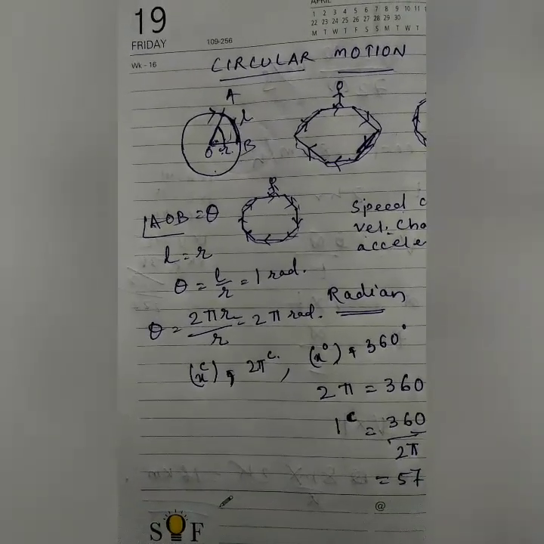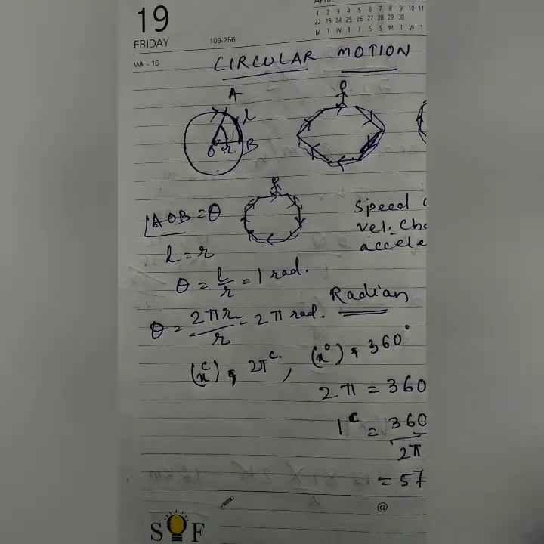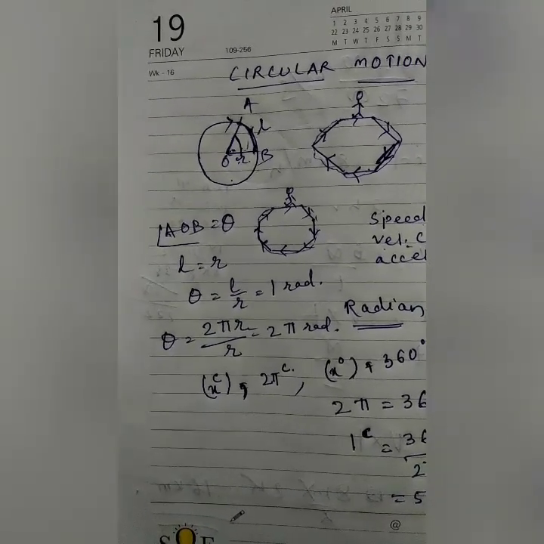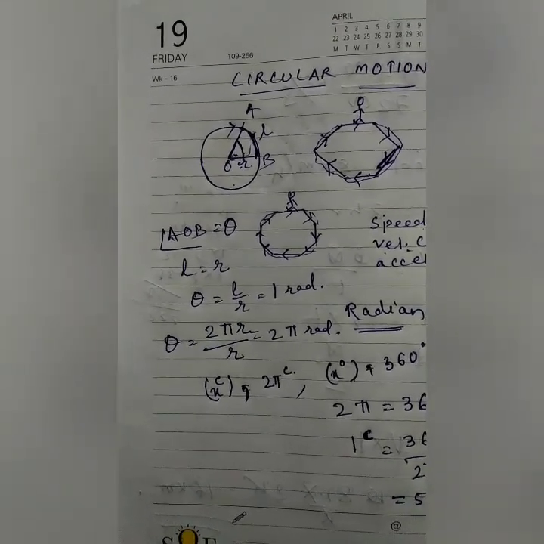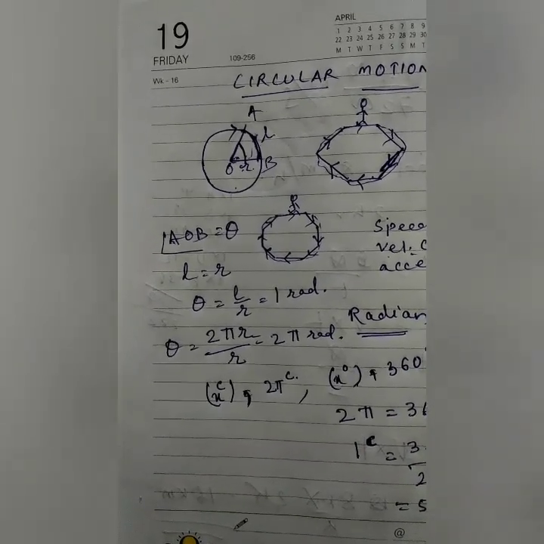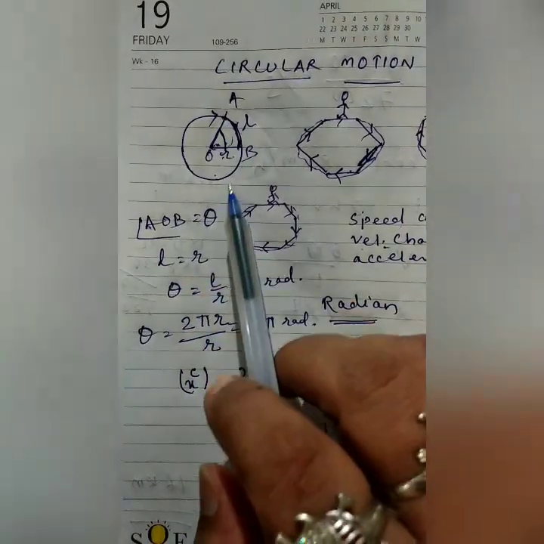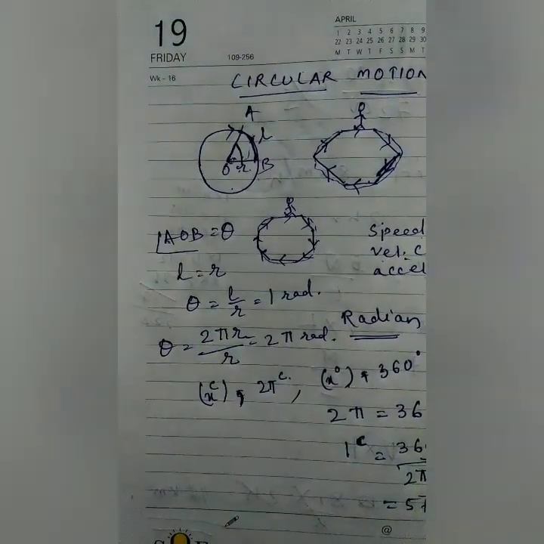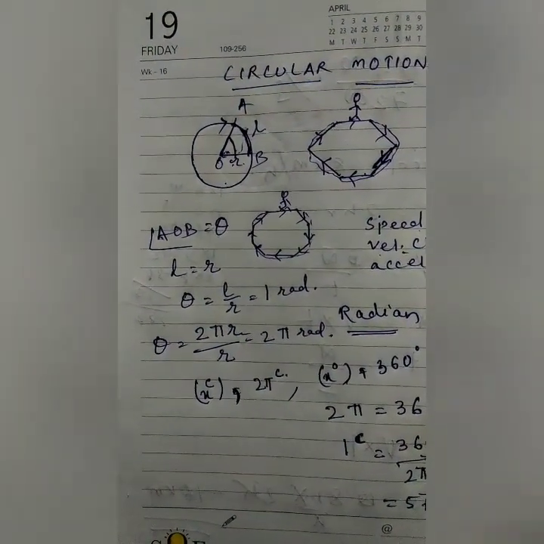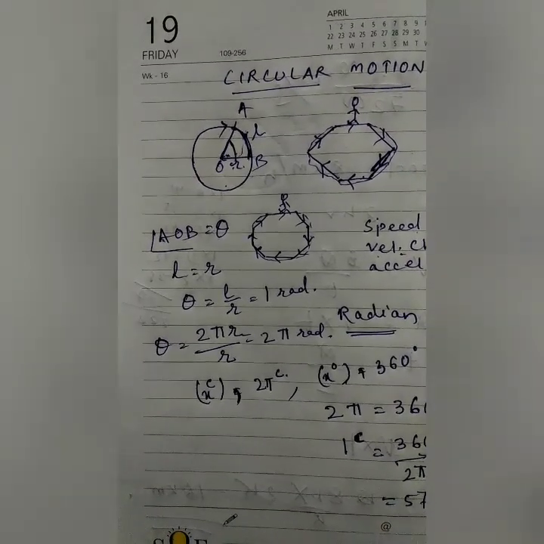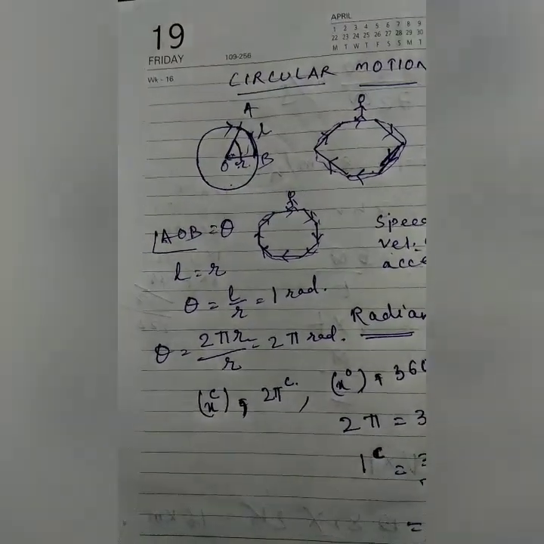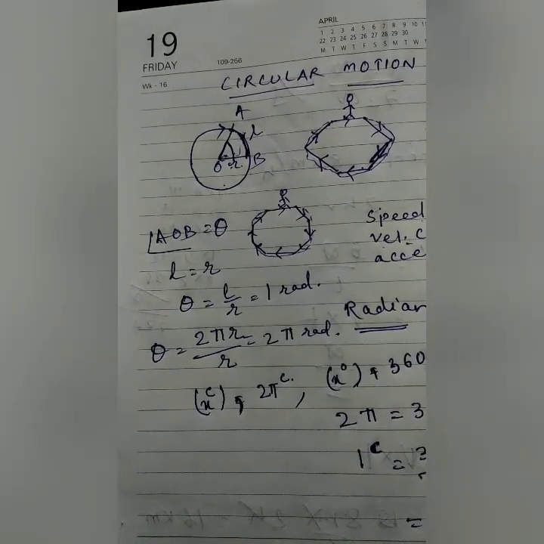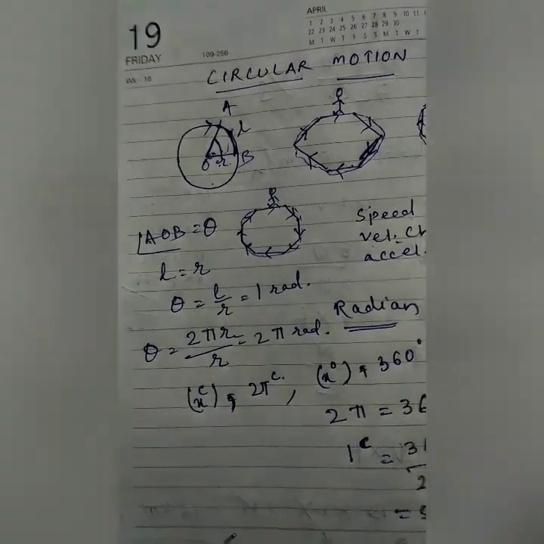Means we can say indirectly that if the body covers equal distances along the circumference of the circle in equal intervals of time, the motion is said to be uniform circular motion. The examples of circular motion you have read: the motion of the moon around the earth, motion of a satellite around the planet. Now we consider how it is accelerated. Circular motion is also known as accelerated motion.